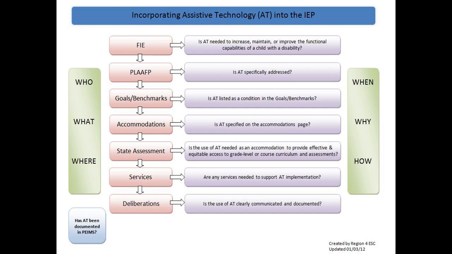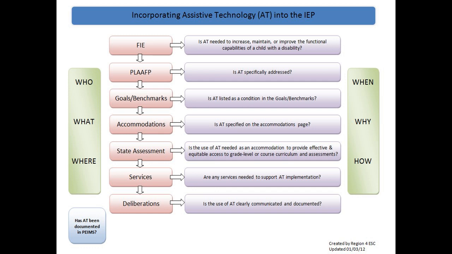This is a little flow chart that we came up with here at Region 4 to help guide us through flow chart options of how we incorporate assistive technology, and specifically how we incorporate that into the IEP. On the left-hand side, we have the who, what, where information. On the right-hand side, we have the implementation, the why, how we're going to do that. If you work from the top down, you look at your functional independent evaluation, your FIE, and then we ask these questions in the purple.